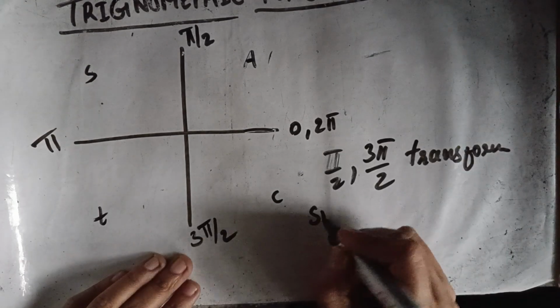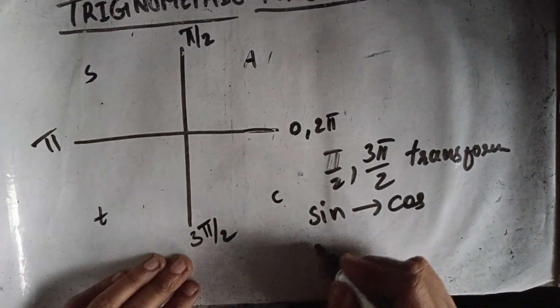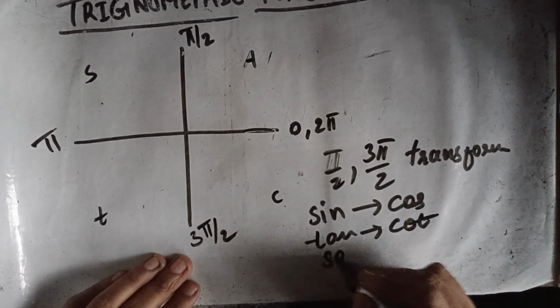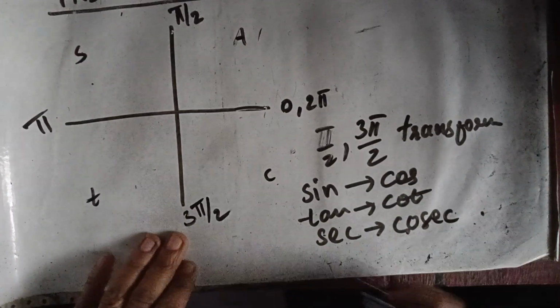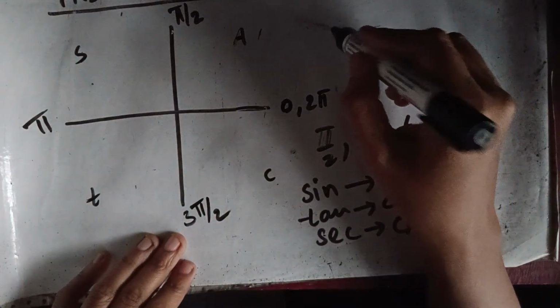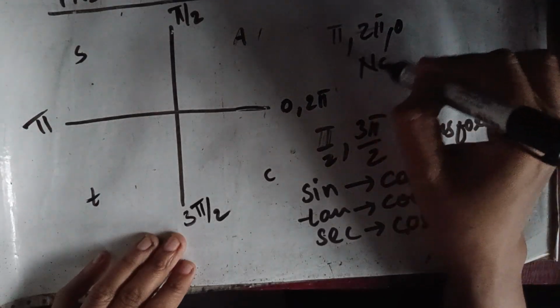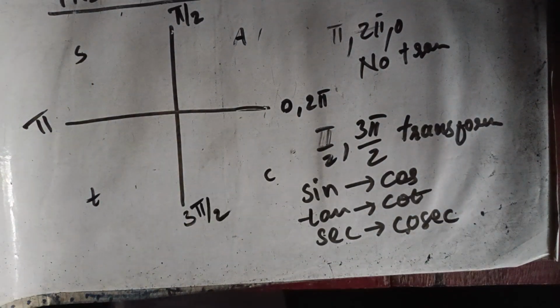That is, sine changes to cos or cos changes to sine. Tan changes to cot and sec changes to cosec. For pi, 2 pi and 0, there is no transformation. No transformation means sine is going to remain sine only, cos is going to remain cos only.